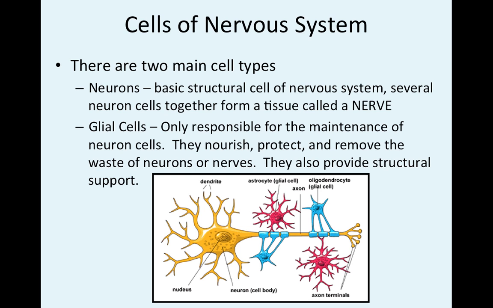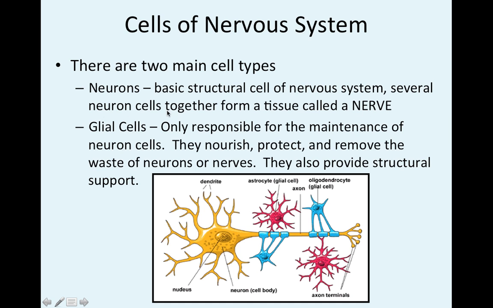So the next part about the basics of the nervous system we need to go over is our cell types, and we've got two types. We've got neurons, and they're the main type. They're the ones that are going to send all of our signals. They're the basic structural unit of the nervous system. If you have a bunch of neurons together, they're called a nerve, and that's what you've probably heard before.